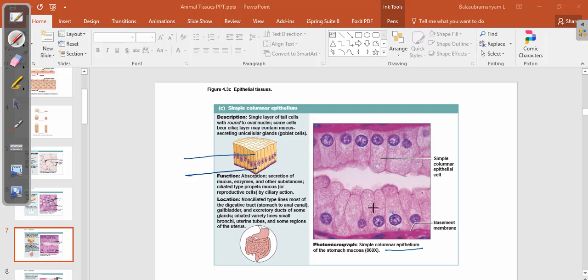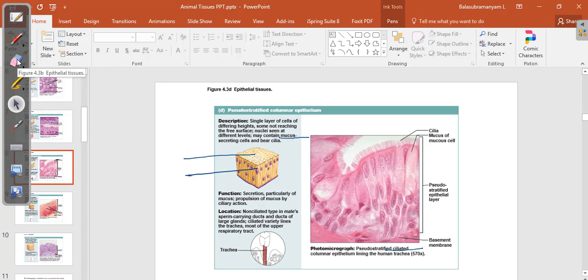And you can see how the columnar cells are arranged. And also you can observe here a lot of other regions where you can see similar type of tissues. Alright, I want you to look at this particular cell, the goblet cells. So they mainly secrete the mucus, so that plays a major role in protecting the stomach walls. Alright, so let us look at the next type of tissue.